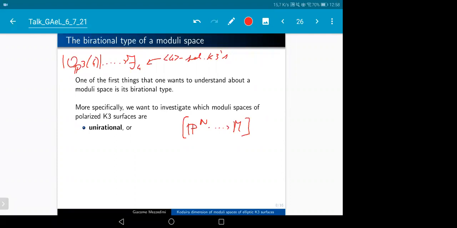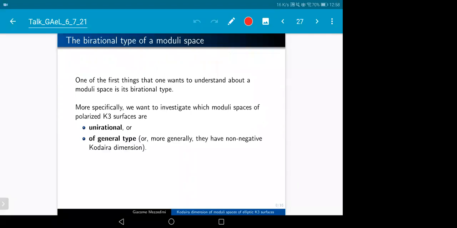And we would like to do this for many other moduli spaces of K3 surfaces. But of course, unirational moduli spaces are very rare. And so for many of them, we want to prove that they are not unirational. And the way we do this is by proving that they are of general type. Actually, this says a lot more. It says that they have maximal Kodaira dimension, so sections of the pluricanonical bundle grow as fast as they can. And so they're not unirational. And so that's what we want to study.